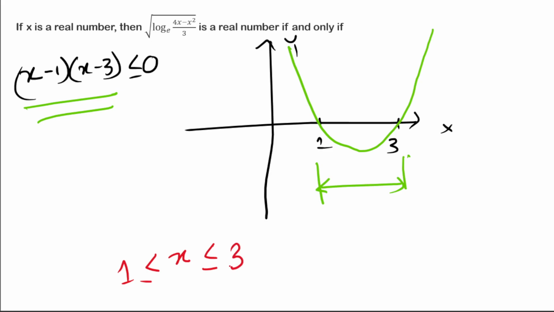Okay, so this is how you solve this type of problem, this problem particularly.